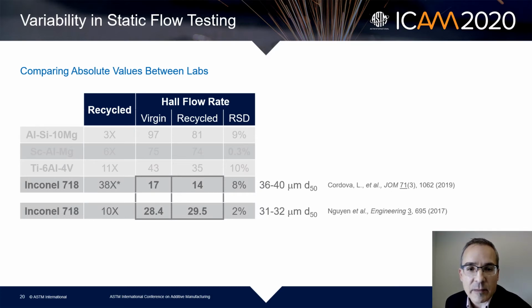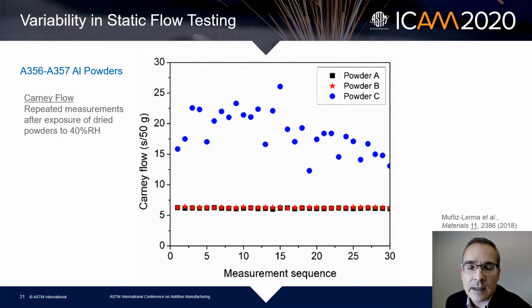Again, if you look at that same data for the Inconel Hall flow rate and look at a different reference I have here from 2017, you can see in some cases almost a factor of 2 difference in reported rates, going both for virgin and recycled for a comparably sized powder of Inconel 718. So this is another issue, lab-to-lab variations.